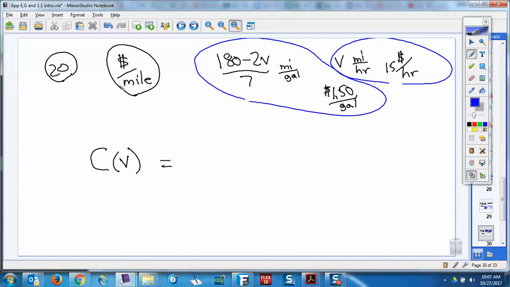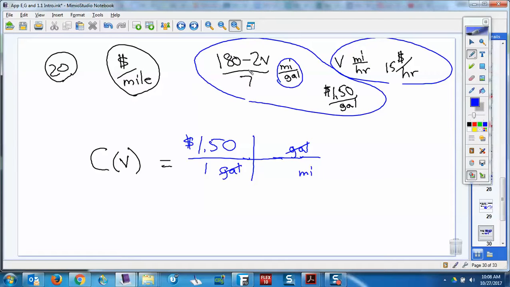So I know that's what I want to end up with. A great strategy for setting these up is just make the units work. So I know I want dollars on top. When I look at the gas, I see $1.50 a gallon. So I'm going to put $1.50 on top per gallon. And then I need to get dollars per mile. So I don't want gallons in there. I need gallons to go away, and I need miles to be down here, right? And then gallons will cancel, and I'm going to end up with dollars per mile. So how can I get gallons over miles?